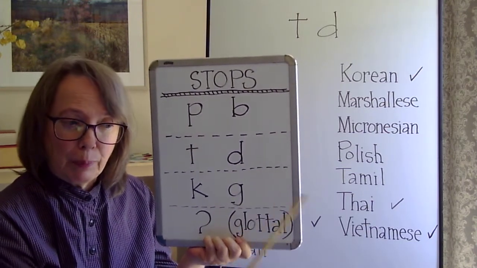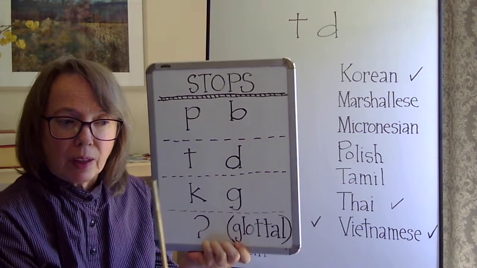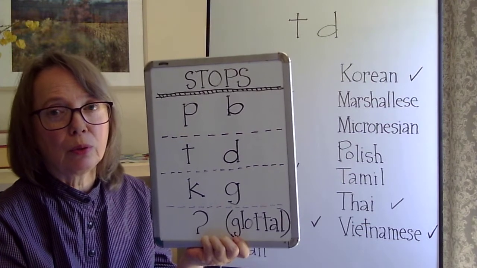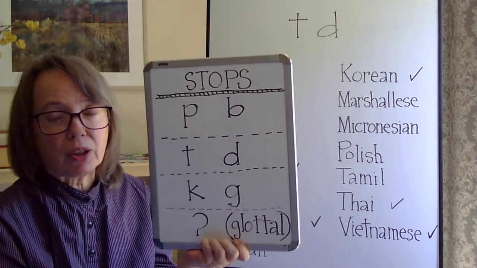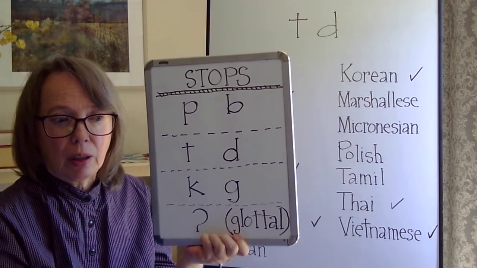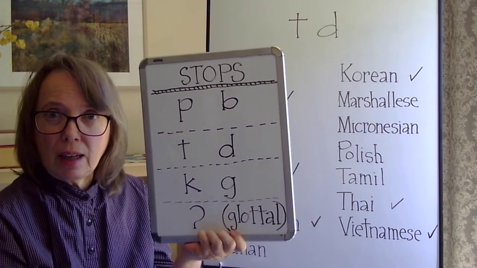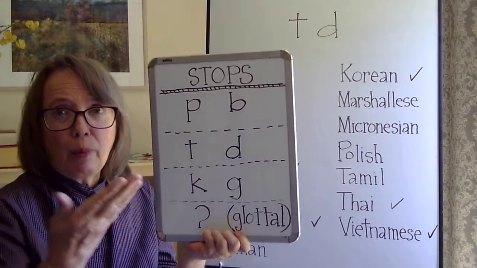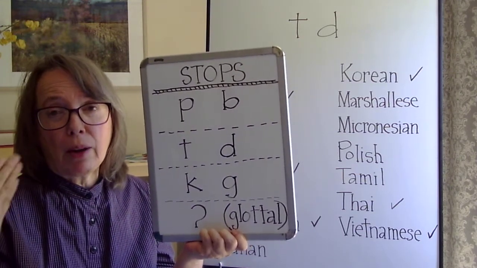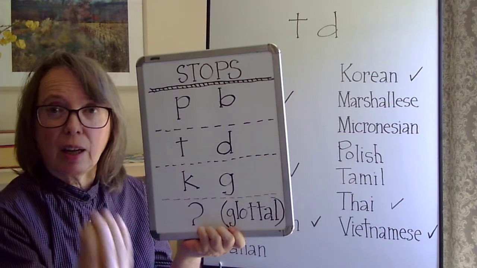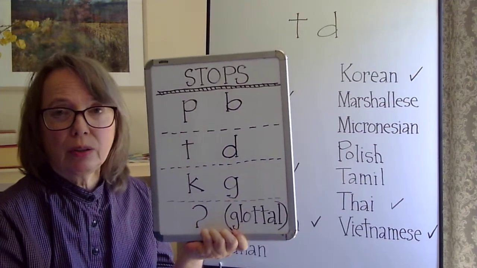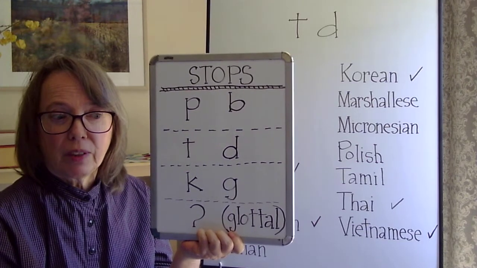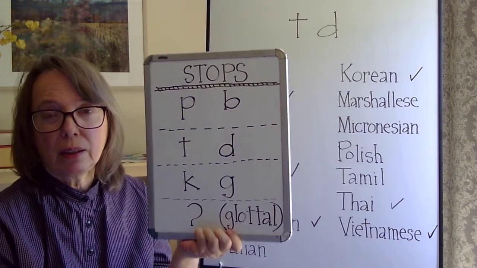So P and T are usually the 2 stops that will give you the most trouble, especially at the beginning of words. K is not so problematic because as you go back in the mouth pronouncing, the air has to come out farther. So you're going to get the most air coming out with a P, then a T, and finally a K.